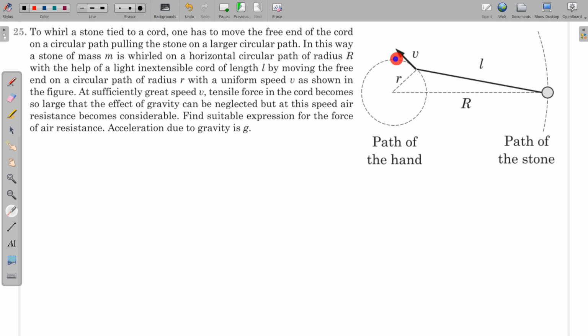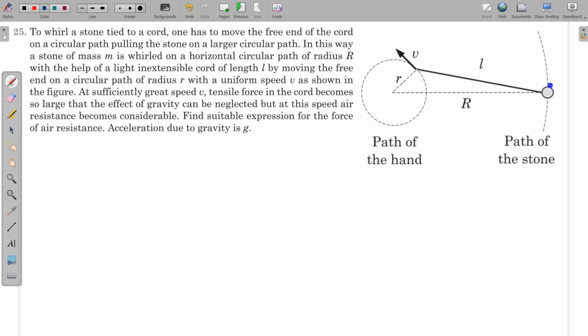So this is the path of the hand, which is performing circular motion of radius r with uniform speed v, and this stone is moving along this circular path. Its center is the common center with this, and its radius is capital R. So let us start solving this problem.